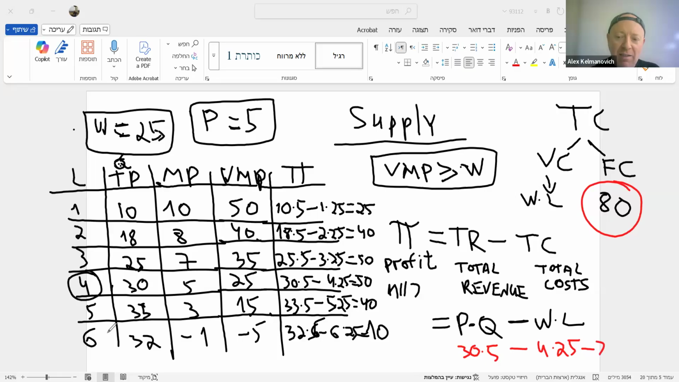So if I take into account this 80 shekels, I have minus 30 shekels. So I'll close the business. What if I fire some workers? If I fire some workers, will I not make profit? No, because 50 is the best you can do. 50 shekels. Look at the table. 50 shekels is the best option.